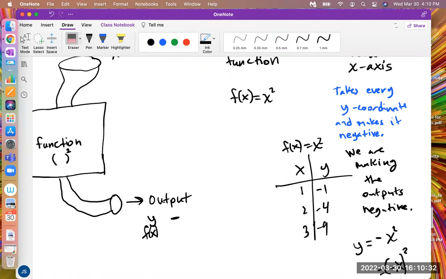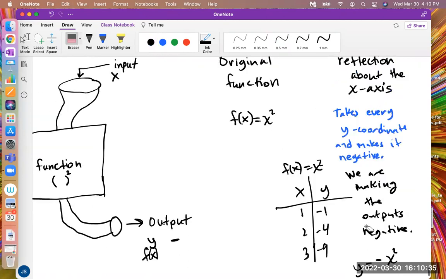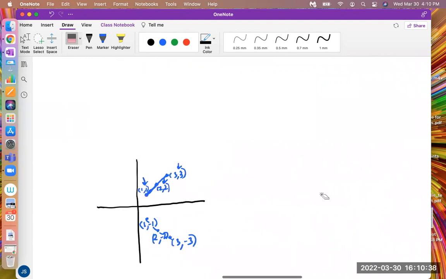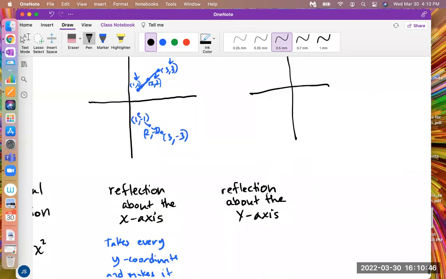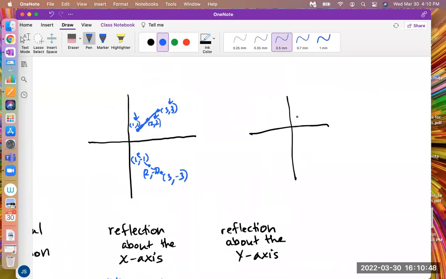Okay, now what if we wanted to flip something about the y-axis? So let's just look at what that would look like. Reflection about the y-axis. Let's say that I have the same original 3 points, (1, 1), (2, 2), and (3, 3), and the line that connects them, okay? But we're really focused on just these 3 points. If I want to reflect about the y-axis, then I would get these 3 points.